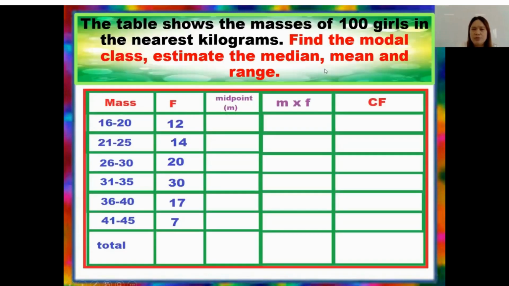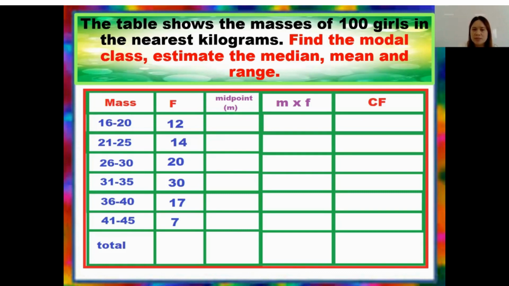So how are we going to find the modal class and estimate the median, mean, and range? In this case, we cannot find exactly the median, so we will be estimating the median, and we will also be finding the estimate of the mean and the range. I want you to listen carefully, Year 8, as this is different from the previous one. Although we are still looking for the mean, mode, median, and range, the method we will be using is somewhat different, but not all different. There will be similarities, but there will be additional information.